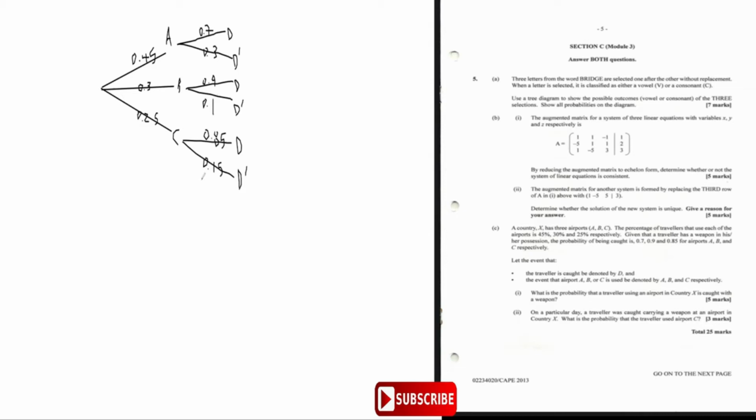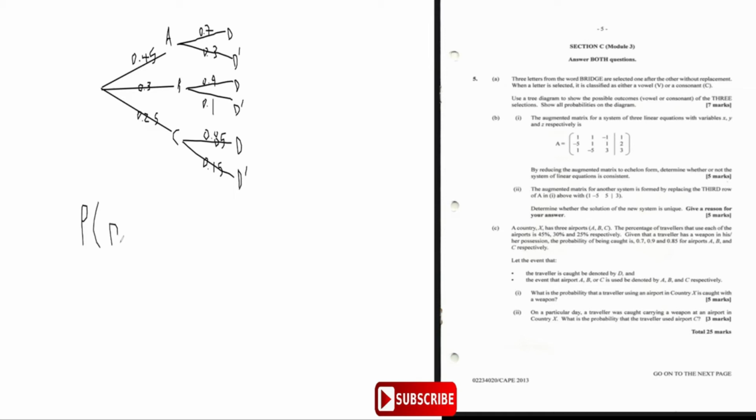All right, so this is a tree diagram. Why did I create a tree diagram? I have no idea, but I just like to have a tree diagram. It helps me with calculations sometimes. It says, what is the probability that a traveler using an airport in country X is caught with a weapon? So they want the probability of you getting caught with a weapon. Now I see why I use the tree diagram.